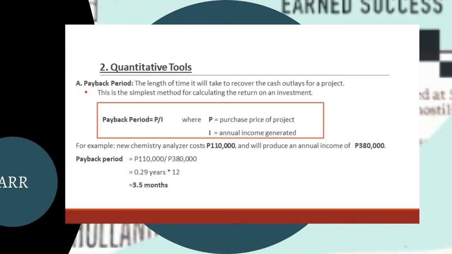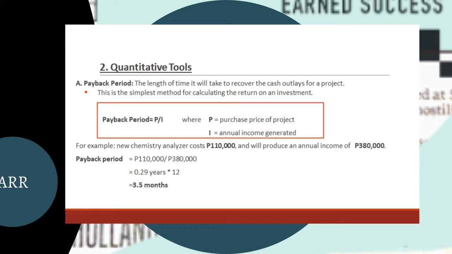Or you can use a quantitative tool in evaluating, such as the computation of the payback period. Payback period refers to the length of time it will take to recover the cash outlays for a project. This is the simplest method for calculating return on an investment. So, to solve for the payback period, you will use payback period equals P over I, where P is equal to the purchase price of the project and I is equal to the annual income generated.